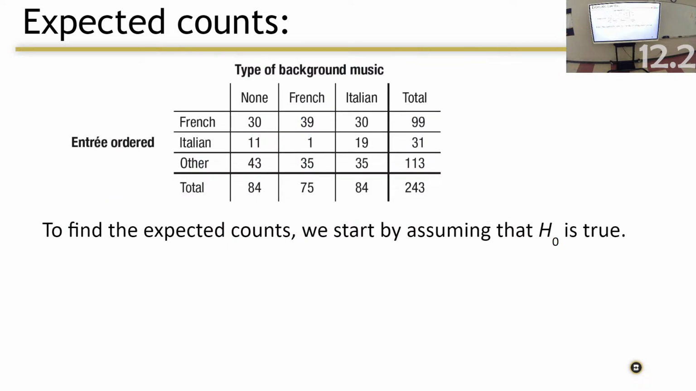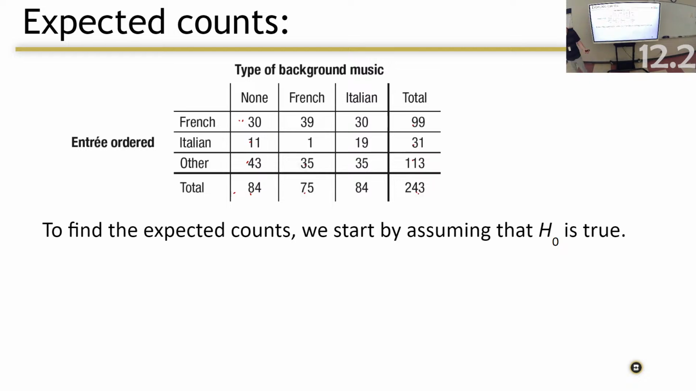To find expected counts, we start by assuming Ho is true. That's what we have to assume. If we assume Ho is true, then there's no difference between any of this stuff. And if there's no difference, then none of this should determine the other one, so all the ratios should be the same. I don't look at this ratio first. I look at the total ratios. 84 over 243 better be close to the same as this over this, and this over this. 75 better be the same. Every single ratio should be the same.